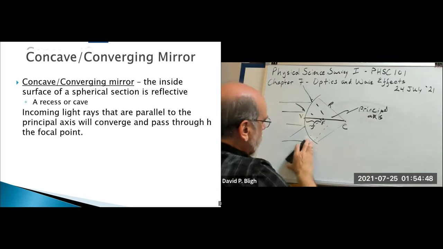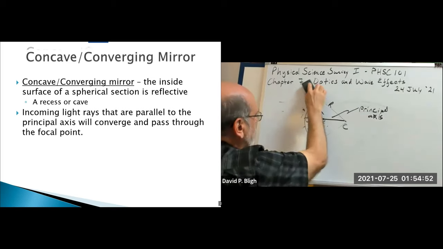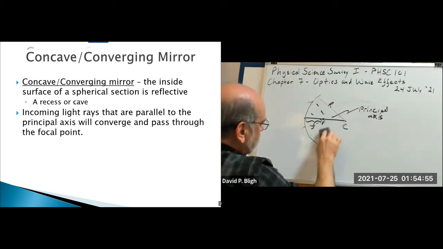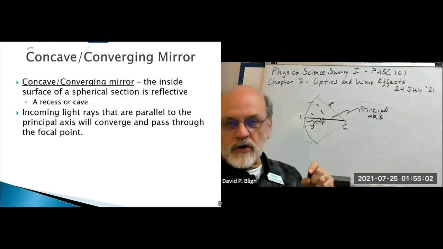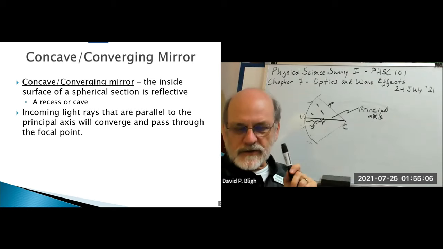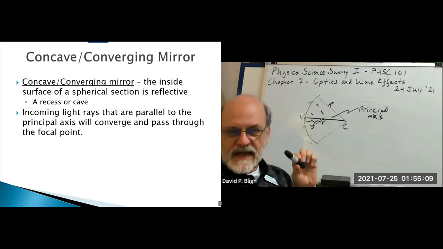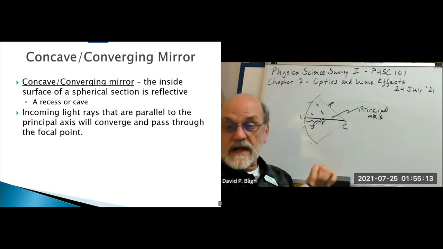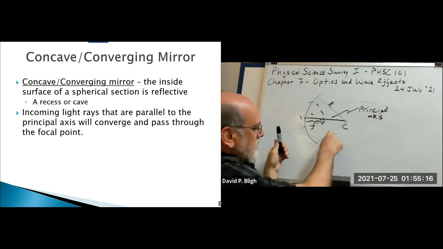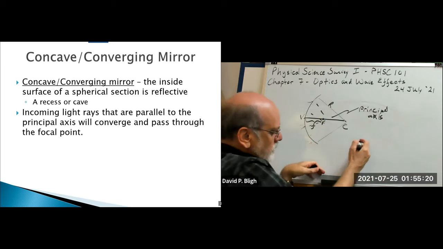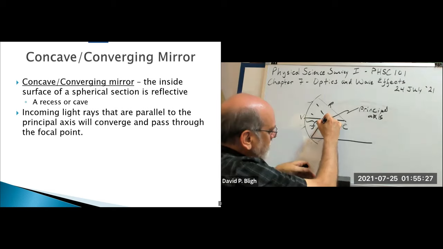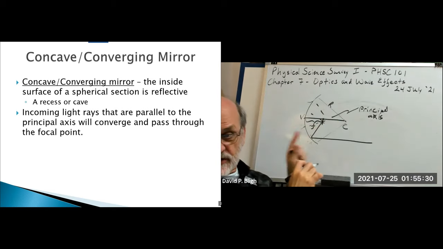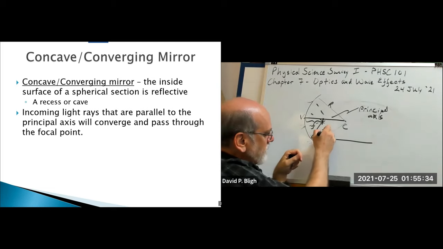So let's go back to the one where we have a converging mirror. There we go. A converging mirror. If the light rays are parallel to the principal axis, then the beam, or each ray, will bounce off the surface and pass through the focal point. So if we have a ray coming in this way, then it will bounce and end up there. Okay? And the law of reflection still applies. The normal to that surface is right here. So this theta and this theta are equal.